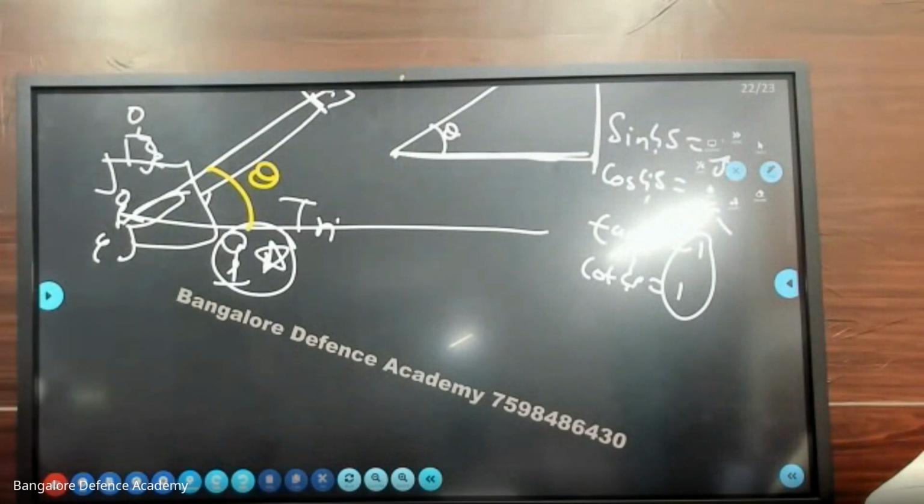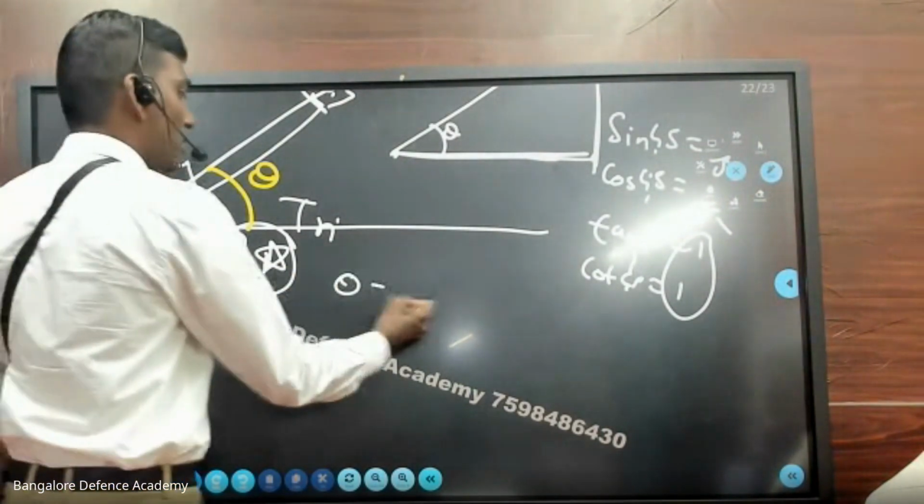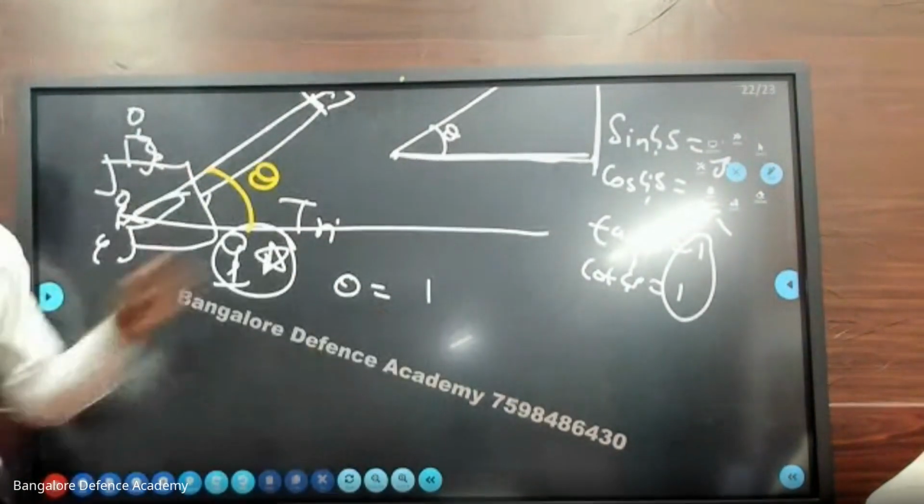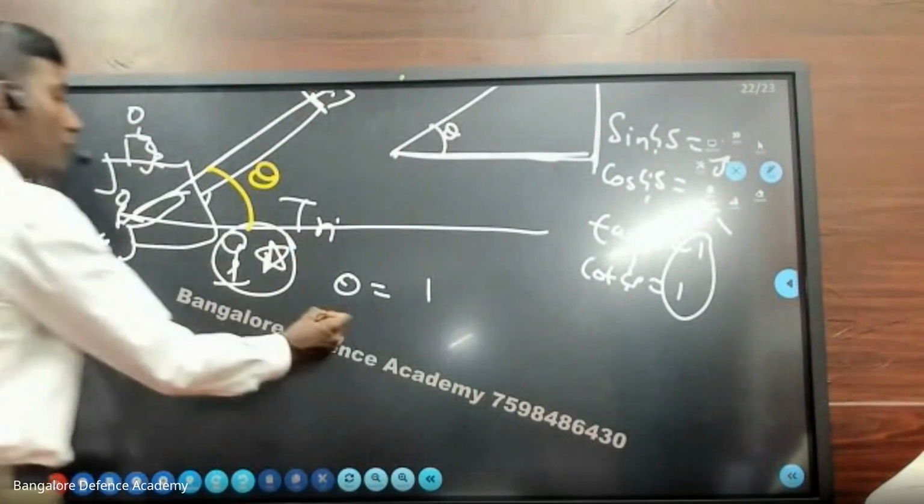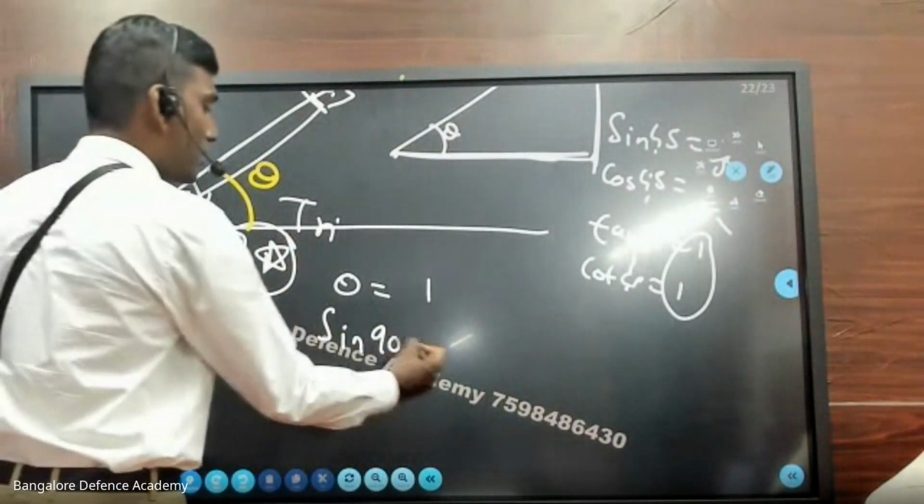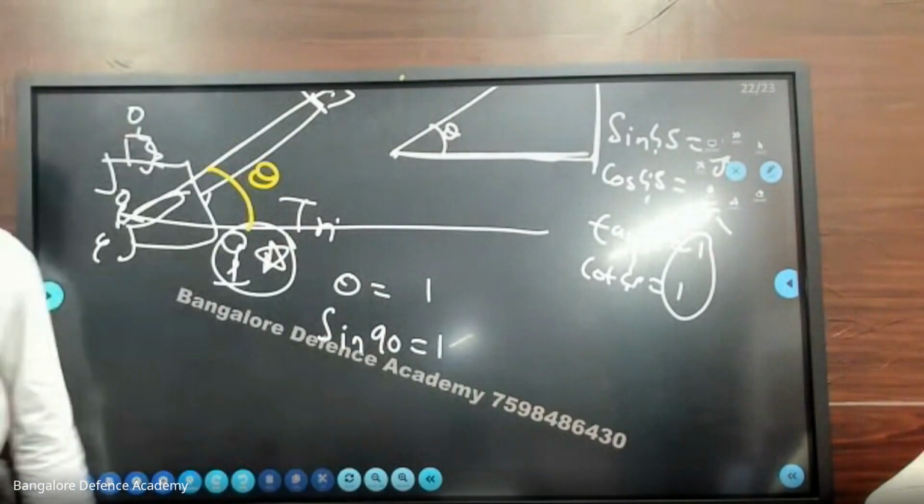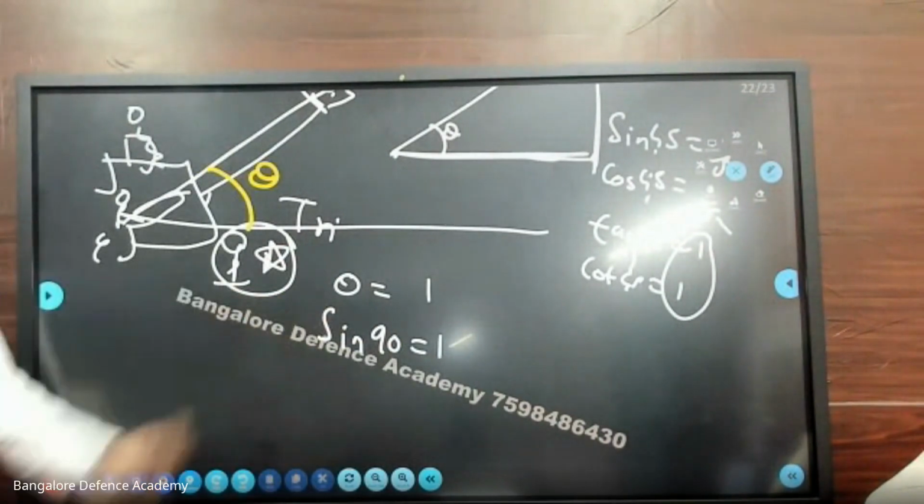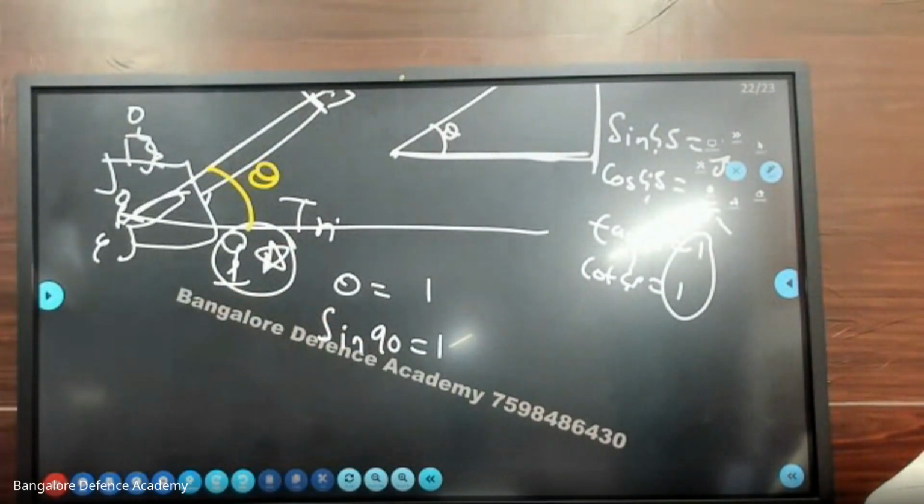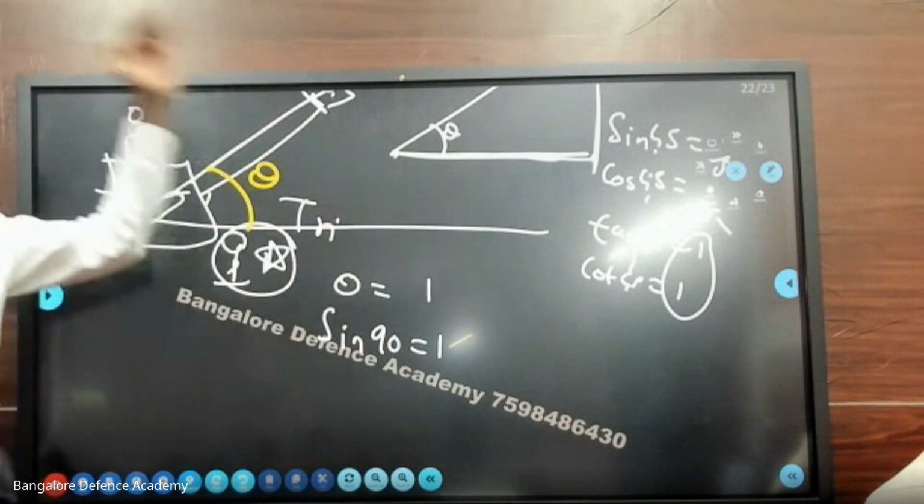Suppose I want to launch something at a very high place. So what will I do? You should find the theta whose value is 1. So what do I do? I will find sine 90 is equal to, what is sine 90? 1. 90 degrees. I have to throw the ball straight up in the air. So that is the question.